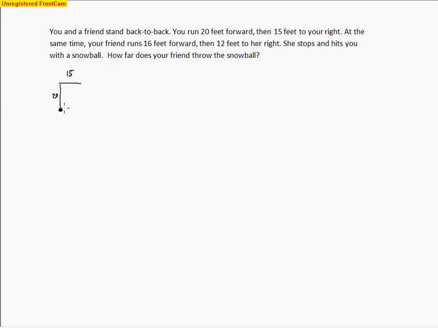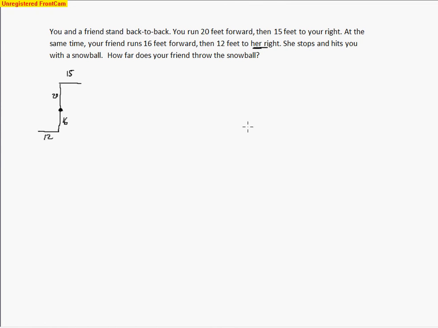Alright, so at the same time, your friend runs 16 feet. So you were back to back, so they run 16 feet forward. So forward's not the same direction. That means because you were back to back, forward for your friend is going to be going this way. And so that was 16. And then 12 feet to her right. Okay, her right means the opposite direction from your right. So she's going to end up going this way. You can actually face that kind of opposite of this and see that this would be to her right. And so that's just 12 feet.